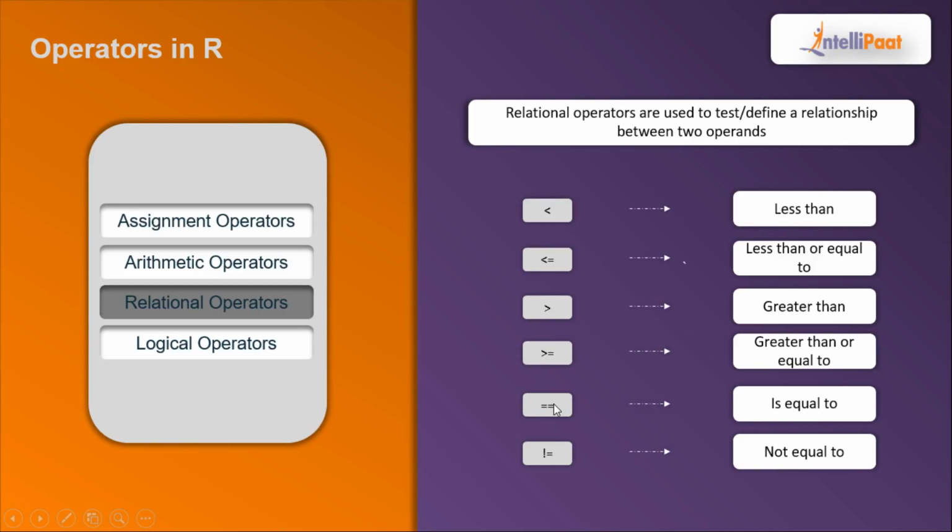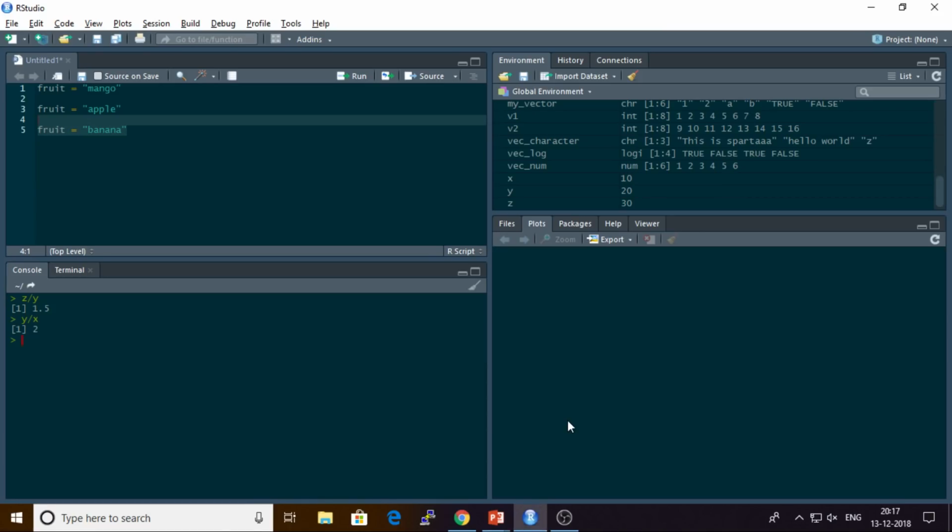And then we have the is equal to operator. So here we just give two equal to's, and this helps us to find out if the values of both the operands are equal. And finally we have the not equal to operator. So first we give in the exclamation mark, and then we give in the equal to symbol. So this helps us to find out if the first variable is not equal to the second variable. Again, let's head back to our studio and let's implement some relational operations.